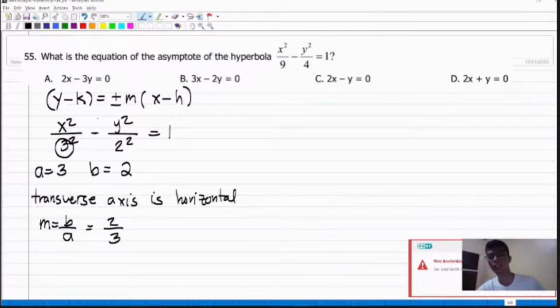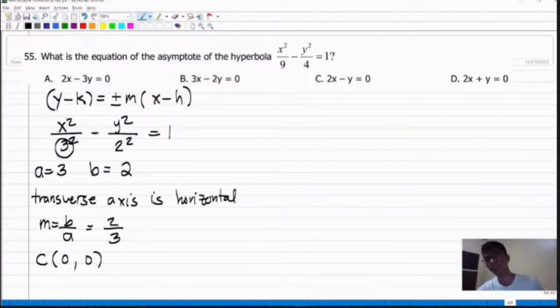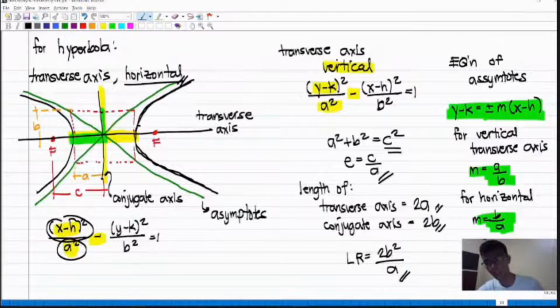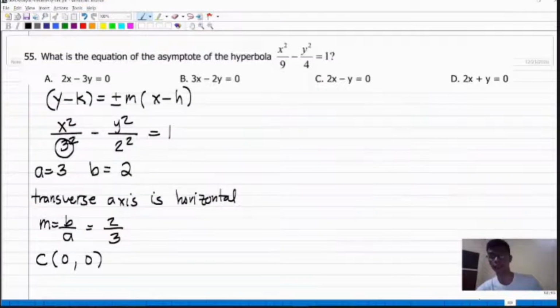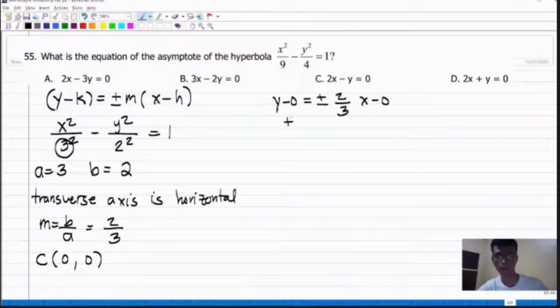And sa ating standard equation ng ating hyperbola, we can know that the center of the hyperbola is at 0, 0. Kasi wala namang naka-plus kay x sa numerator and wala rin namang naka-plus na k kay y. Ito, walang h na naka-plus kay x and then walang k na naka-plus kay y. Kaya 0, 0 yung ating center. Let us now substitute. So, y minus 0 is equal to positive negative 2/3 and x minus 0.